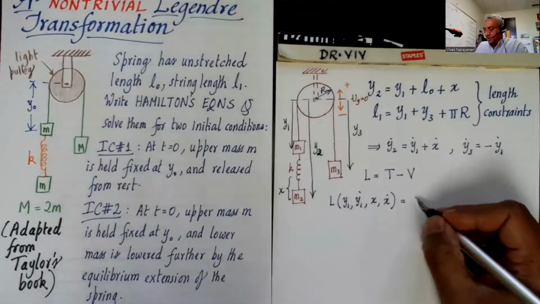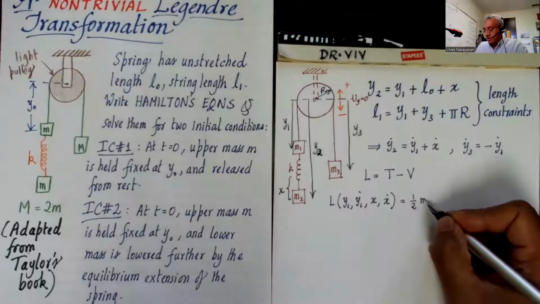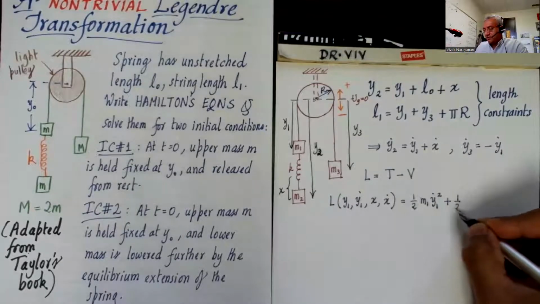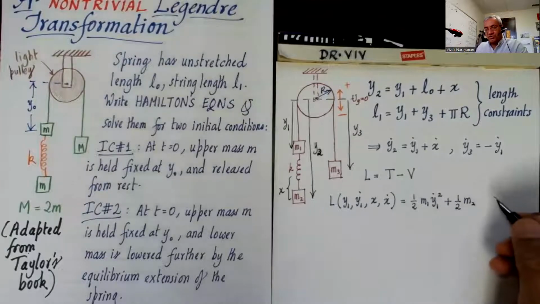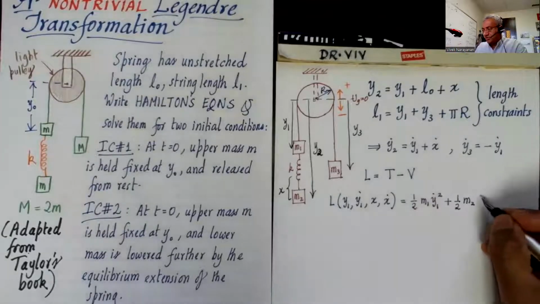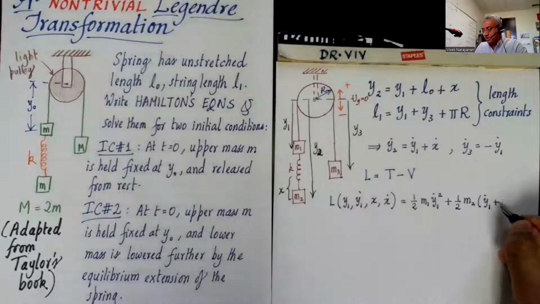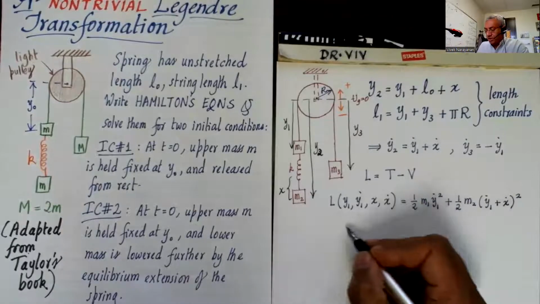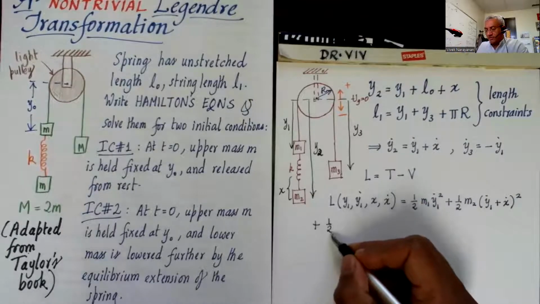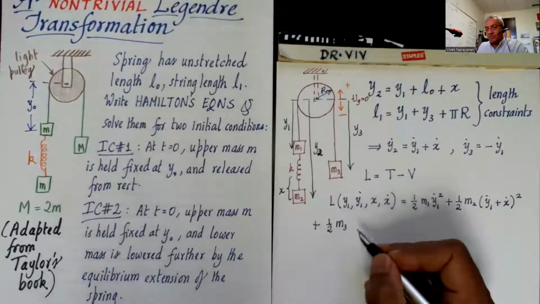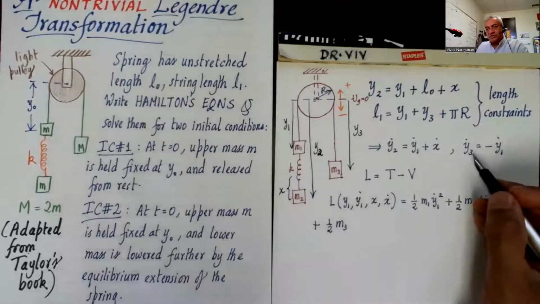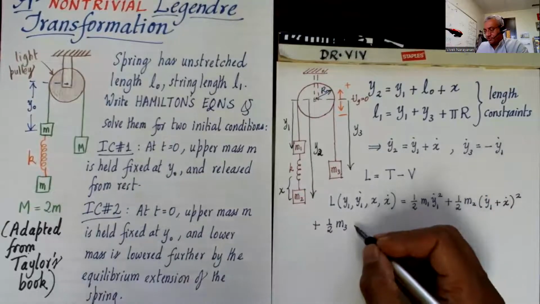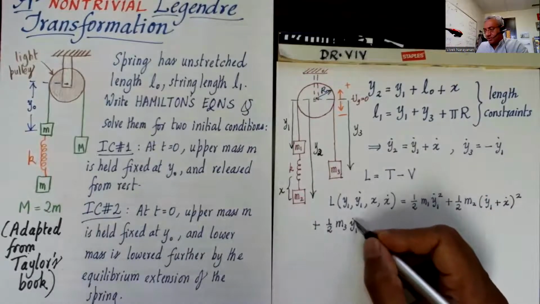So the kinetic energy is 1/2 m1 y1 dot squared plus 1/2 m2 y2 dot squared, but y2 dot is that. So that's y1 dot plus x dot, the whole thing squared, plus 1/2 m3 y3 dot squared. Now y3 dot is negative y1 dot. When I square it, I lose the minus sign. So that just becomes y1 dot squared.